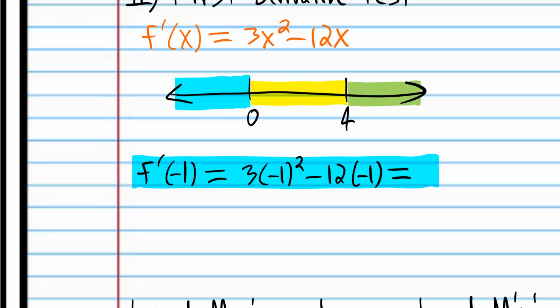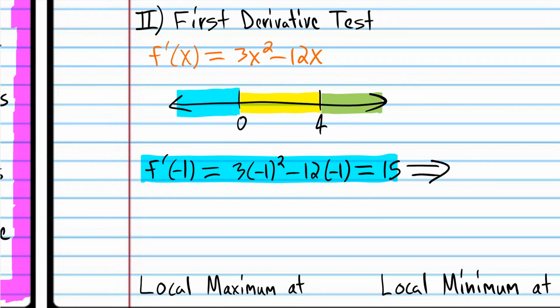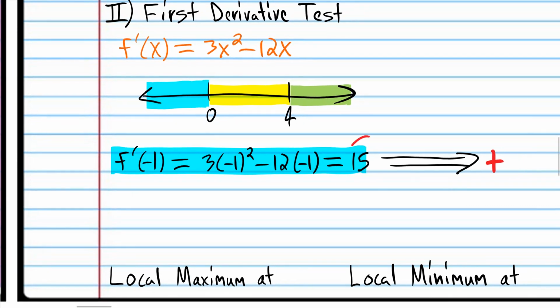And we get 15. Now 15 is a positive number. That's what we're looking for. We're looking for the sign. We don't really care what the number itself is. We just want to know what the sign is. So that region is a region where the derivative is positive. So I'm going to put a plus sign up there.